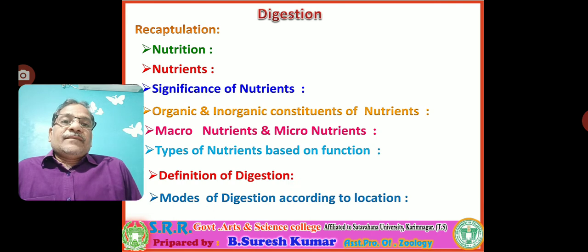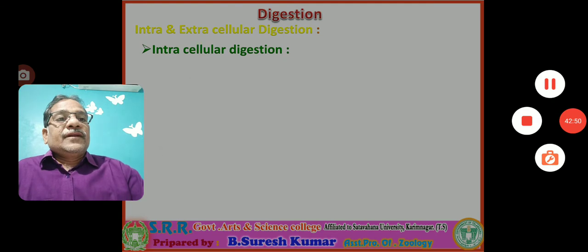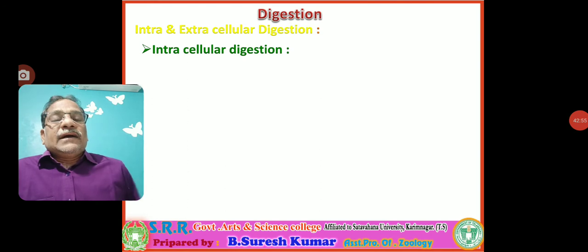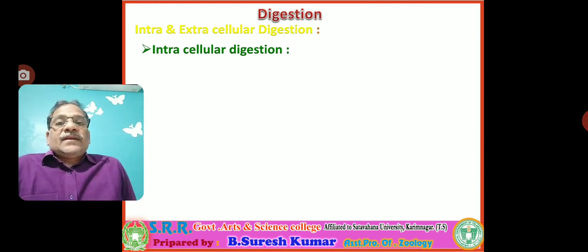And according to the mode of digestion, where they occur, according to the location of digestion, digestion is categorized into two kinds. One is extracellular digestion and another one is intracellular digestion. So next, what is intracellular digestion? Intra means inside. It is a primitive kind of digestion mode.